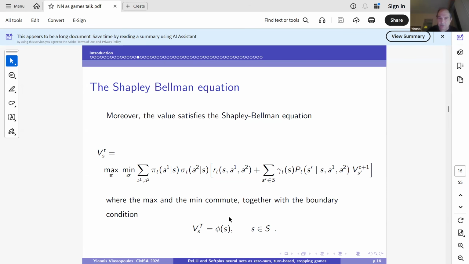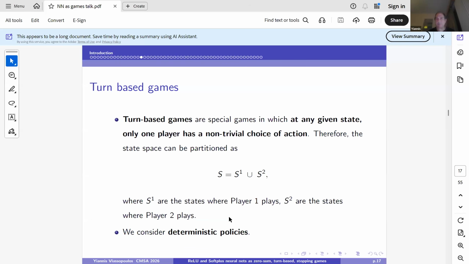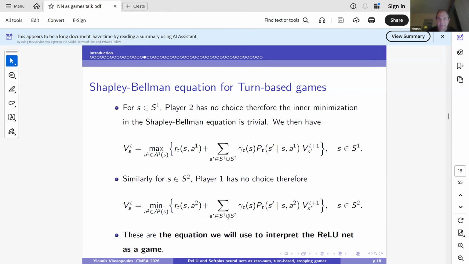Okay, so now we're going to simplify our life a little bit, because we're going to be in a turn-based game, which means that at every state only one player plays, and the state knows about this. So the state will tell you which player plays at that state. We split up the states into S1 and S2: the states where the maximizer plays are S1 and the states where the minimizer plays are S2. So that's what a turn-based game is.